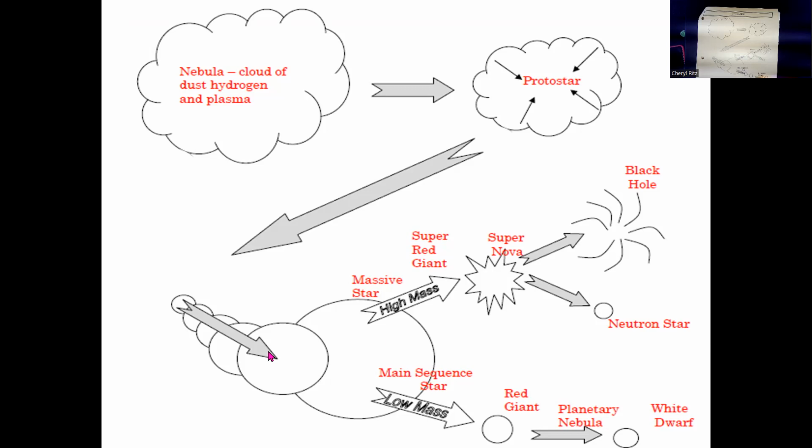Okay, so one thing that could happen is it could become a massive star, which will turn into a red giant, which could then explode into a supernova and into a black hole or a neutron star. So guys, I'm not worried about you memorizing any of this. I just want you to know what can happen.